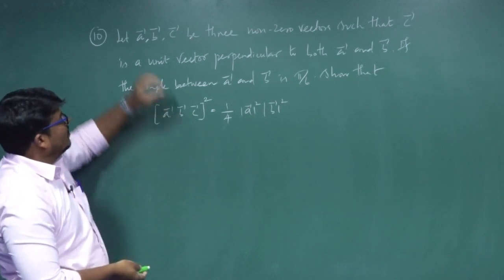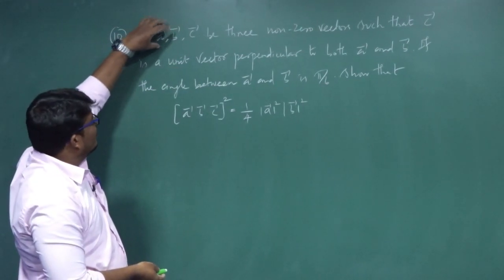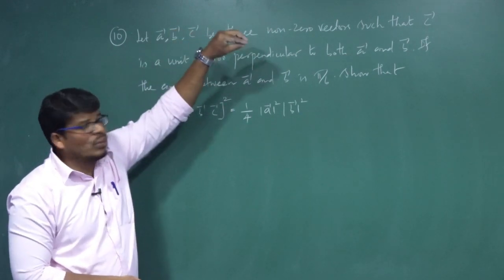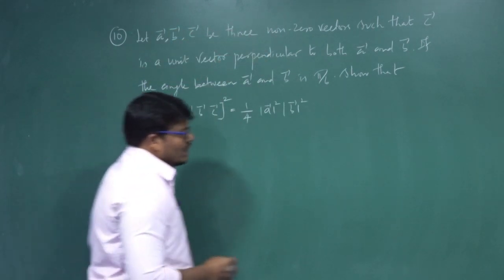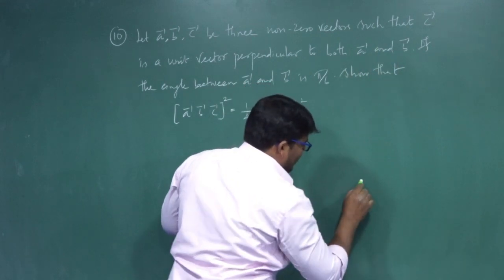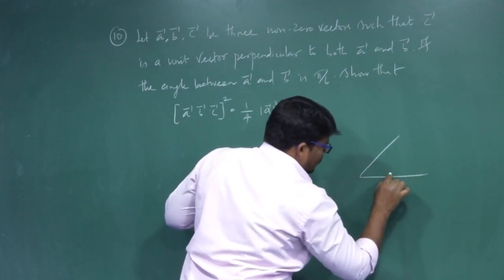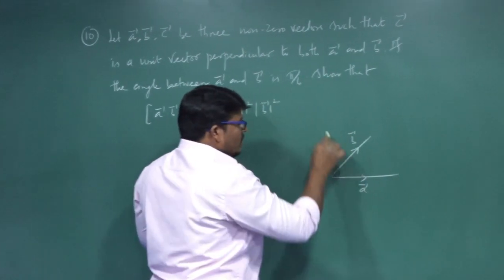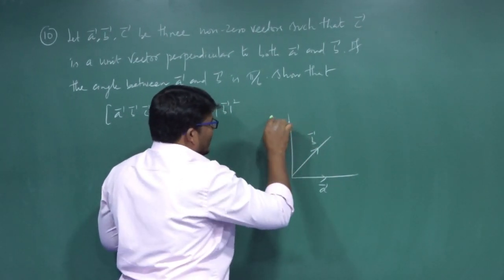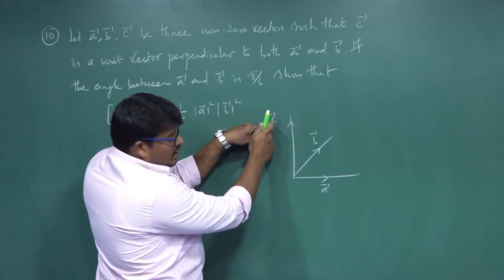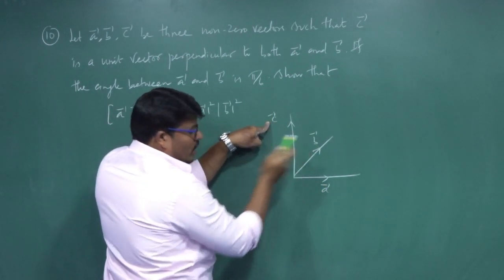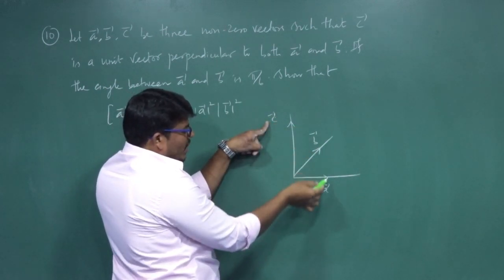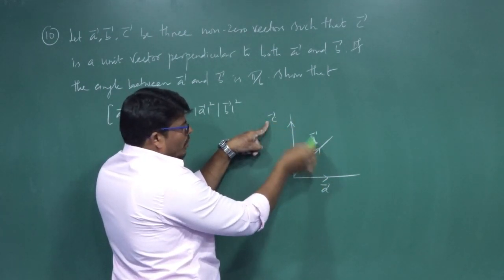Given three non-zero vectors, where c is a unit vector, and the unit vector is perpendicular to both A vector and B vector. So this is A vector, this one is B vector, this one is C vector. C vector is perpendicular to A vector and perpendicular to B vector. C vector is a unit vector.